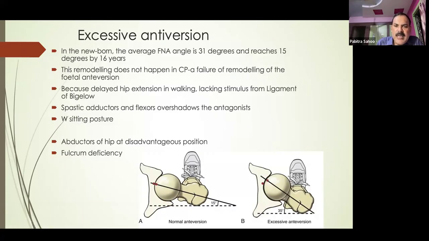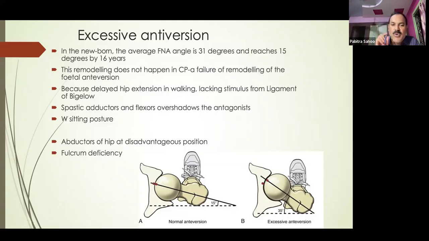So when the neck shaft angle is increased, if you see this picture, the head is directed more anteriorly. When the head is directed more anteriorly, the greater trochanter becomes posterior. When the greater trochanter is in a posterior position, the hip abductors are in a disadvantaged position. So instead of the abductors being in this position, this is the effort arm. The abductor will now be posteriorly displaced, and the effort arm will be decreased. So this also creates a lever arm deficiency.